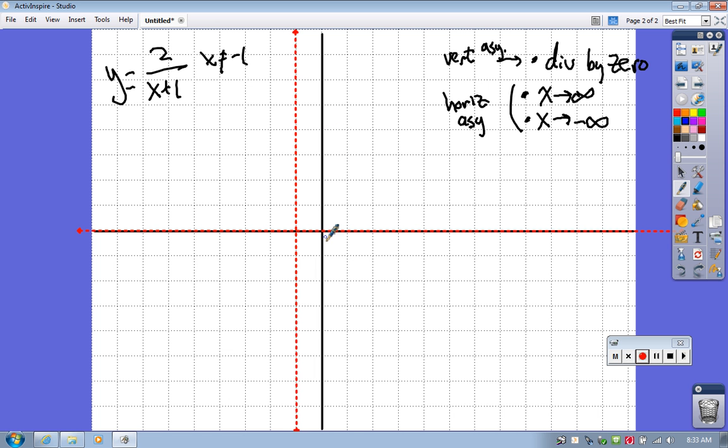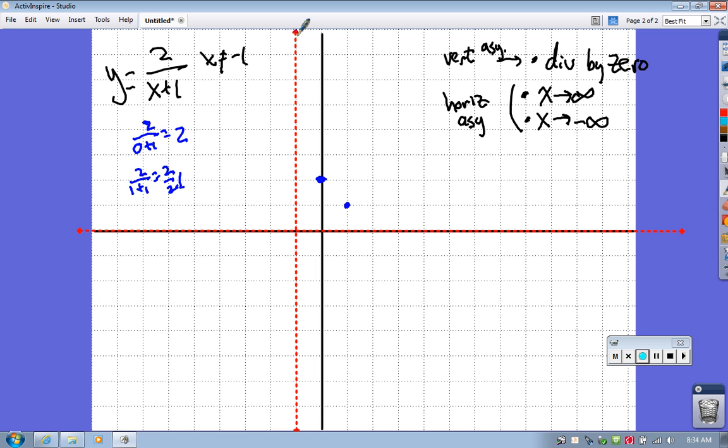So let's look at when x is 0. That'd be 2 over 0 plus 1, which is 2. So when x is 0, the output's 2. When x is 1, that'd be 2 over 1 plus 1. 2 over 2 is 1. So when x is 1, y is 1. So it's looking like, and since I know these are asymptotes, I know it's headed towards those.